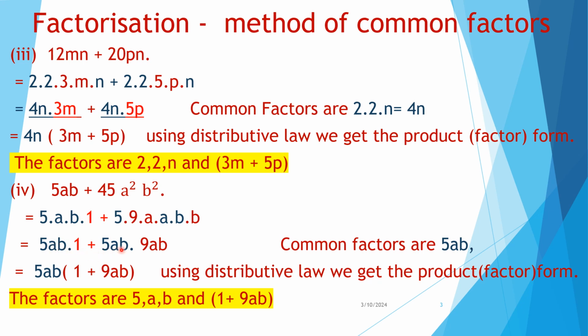I write 5ab in blue, and I've written the number 1 here specially, so that children do not get confused that something is still there. Plus 5ab into 9ab. So 5ab I take out common, and within the brackets I write what is left, or what is written in red. So 1 plus 9ab. I've used the distributive law and I've got it in product form. The factors are 5, a, b and 1 plus 9ab.